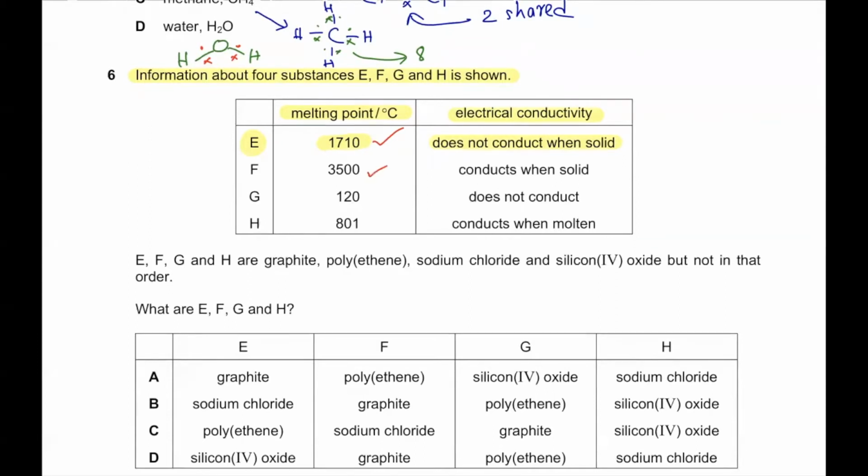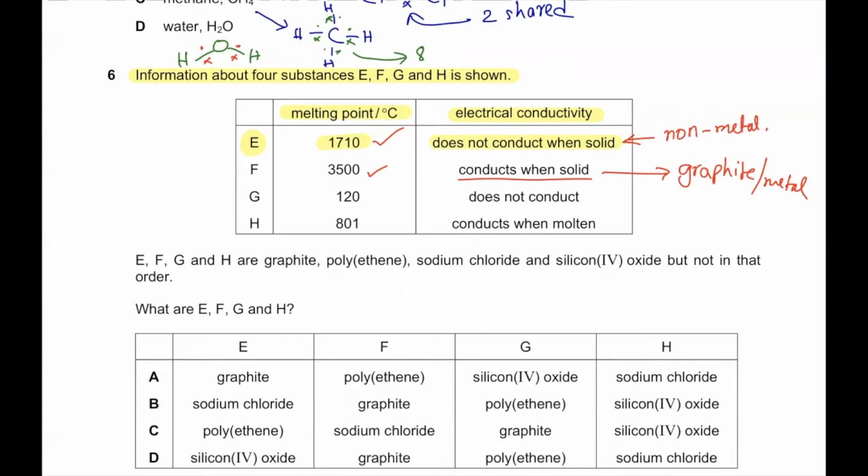Melting point of 3500 degrees Celsius, conducts electricity when solid. So definitely could be a metal, could be graphite as well, because it has a very high melting point. All right, could be a metal or graphite. All right, then this is non-metal. We can definitely say this is a non-metal, and not graphite as well.